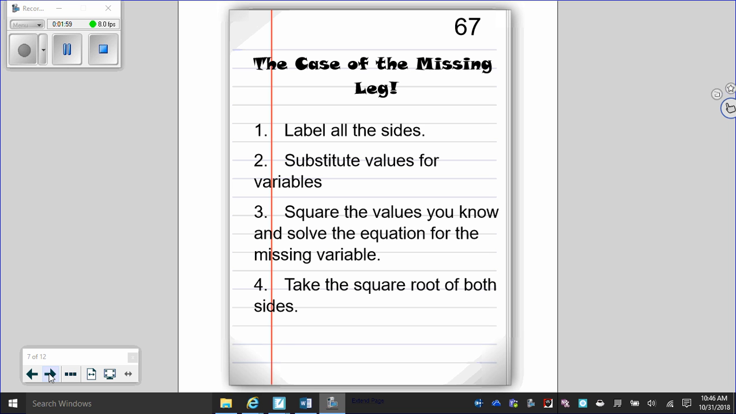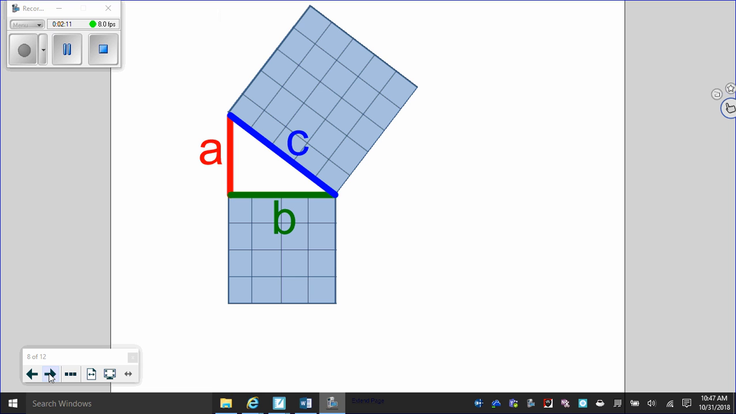This is going to involve an extra step because we're going to have the variable with another number on the left-hand side of the equation. So we're going to have to subtract that from both sides before we take the square root of both sides. All right, let's do it with this one that we have in our notebook. We know a has to be 3, but let's see if it's actually going to work out that way.